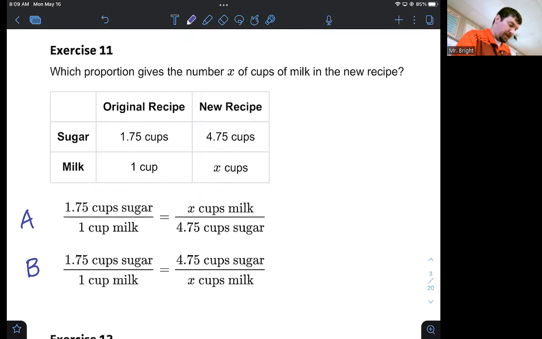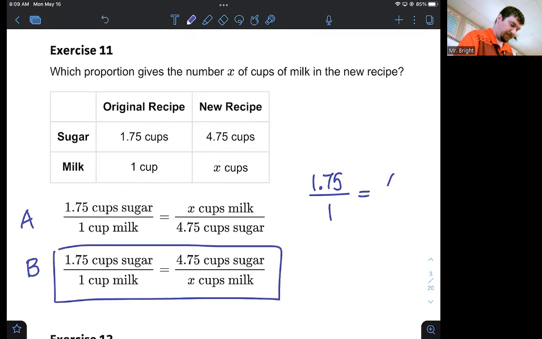So on your paper, I want you to write 1.75 over 1 equals X. I'm sorry, Georgia said it was the bottom one. She's right. 4.75 over X.